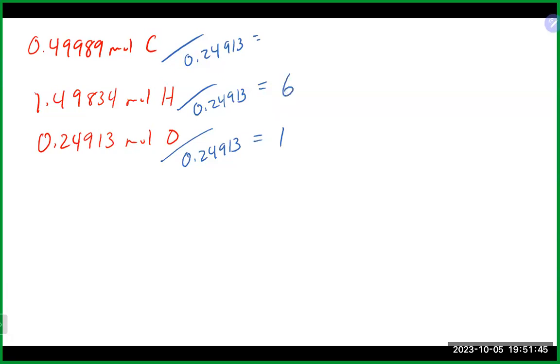And if we take our 0.49989, and again, if you look at your calculator, you get something like 6.01. That is close enough to round, obviously, to 6 in that case. Divided by 0.24913 gets us 2.006, which obviously is a 2. We did get whole numbers in this case, which means our empirical formula for ethanol is C2H6O in this case. Any questions on those steps?